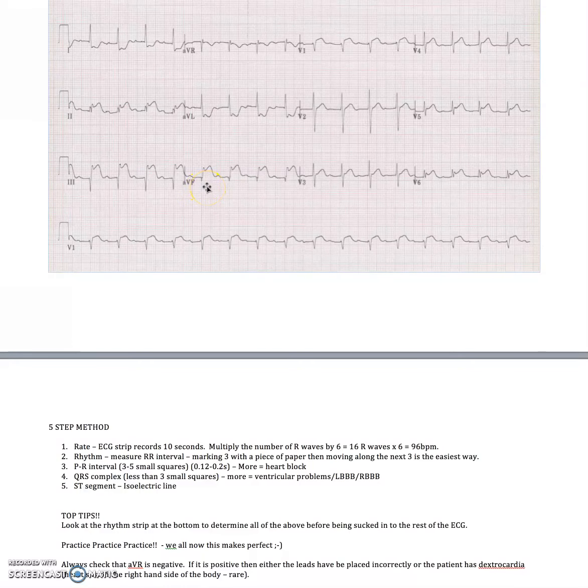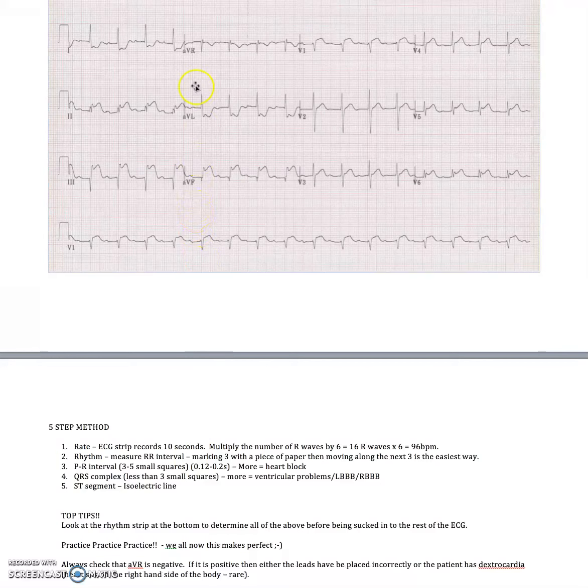So top tips, look at the rhythm strip at the bottom to determine all of the above before being sucked into the rest of the ECG. So you want to be looking at your rhythm strip, which is usually lead 2 here. Okay. Practice, practice, practice, because we all know this means perfect. You can just type in inferior STEMI, anterior STEMI into Google Images, and it'll bring up loads of ECGs for you. Lifeinthefastlane.com is also a really, really good resource with a massive ECG library.